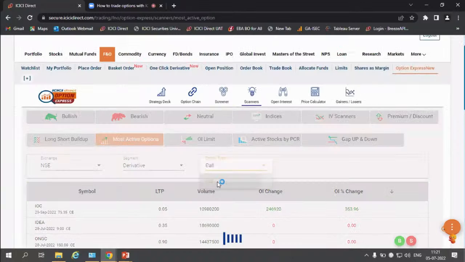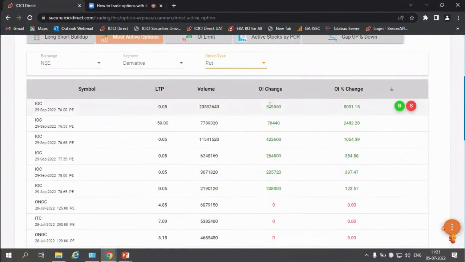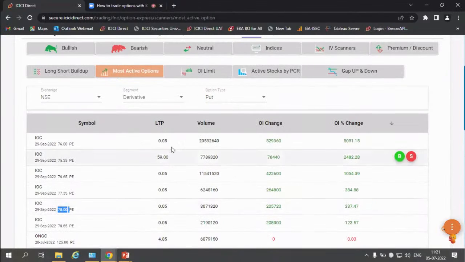Similarly, if I take a put, you will be able to see that these strike prices are getting traded hugely, and you can observe the OI change and OI percentage change over here for this particular IOC strike prices of 76, 75.35, 78, and so on and so forth.